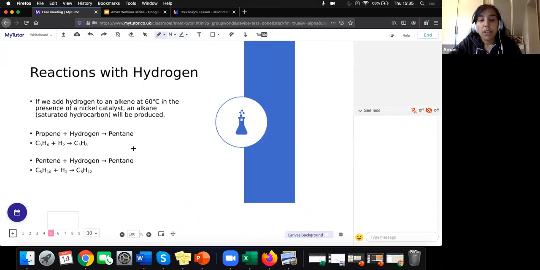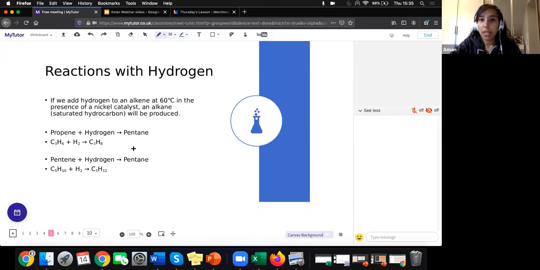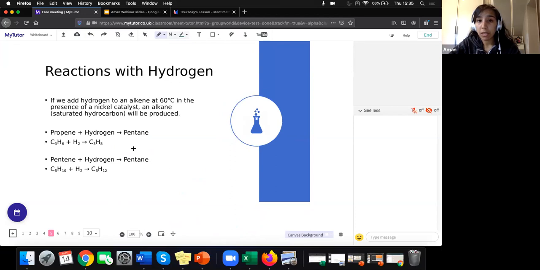Okay. So the second reaction we need to know about: so far we've looked at incomplete combustion of alkenes. Remember, all the alkenes undergo incomplete combustion. We've talked about the reactions with halogens. The next reaction is a reaction with hydrogen. And I like this one the most because I think it's the easiest one to understand. All it is is the alkene reacts with the hydrogen to form an alkane.